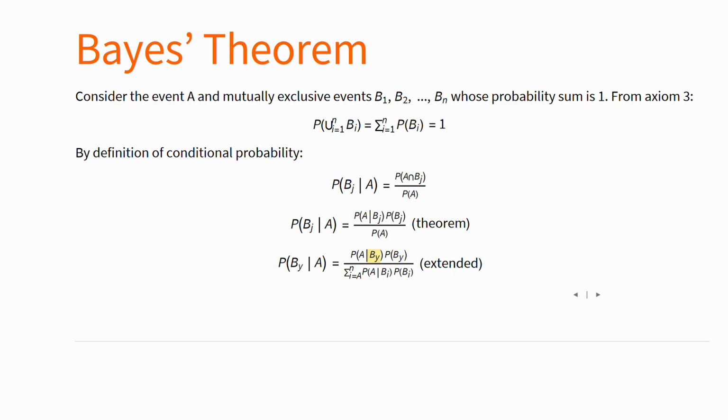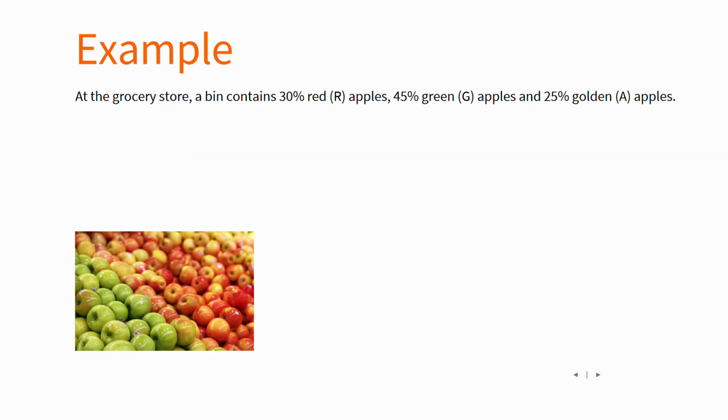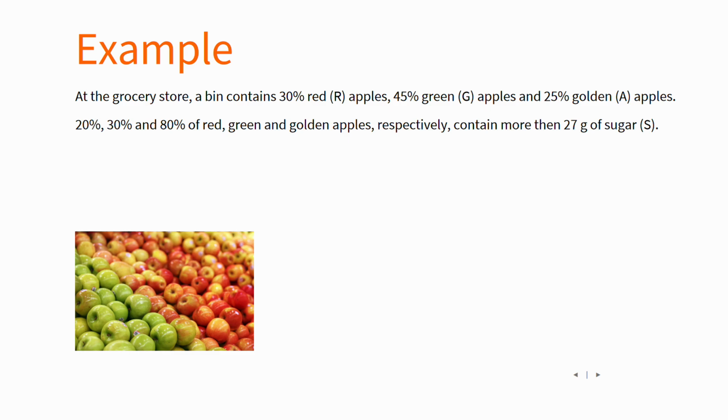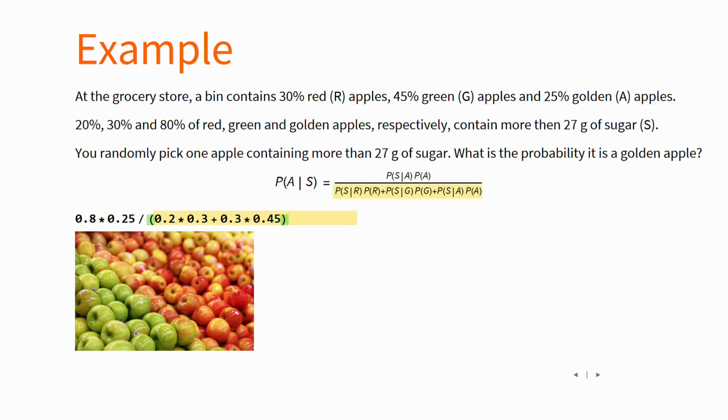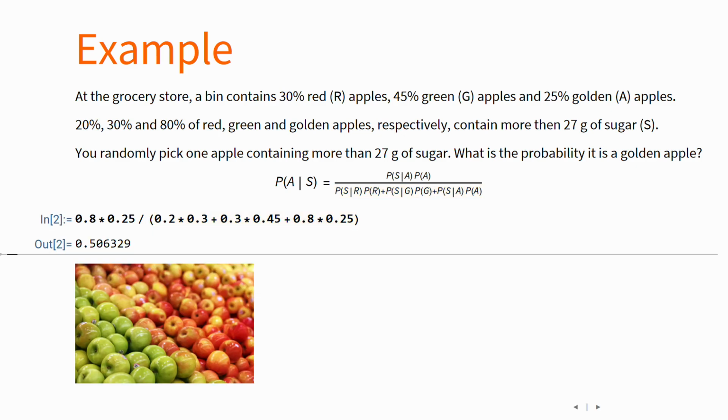Let's say at a grocery store, a bin contains 30% of red apples, 45% of green apples, and 25% of golden apples. 20, 30, and 80% of red, green, and golden apples respectively contain more than 27 grams of sugar. If you randomly pick one apple containing more than 27 grams of sugar, what's the probability that it's a golden apple? Using the extended version of Bayes' theorem and all the different B's, calculate the first intersection, then all the other intersections to get the probability of S, and we get 0.506.